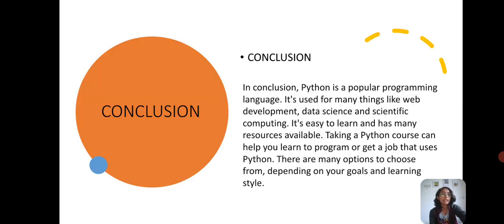And conclusion for the Python. In conclusion, Python is a popular programming language. It's used for many things like web development, data science, and scientific computing. It's easy to learn and has many resources available. Taking a Python course can help you learn to program or get a job that uses Python. There are many options to choose from depending on your goals and learning style.